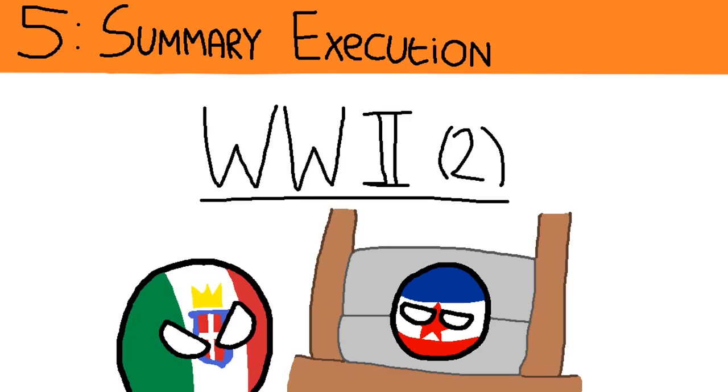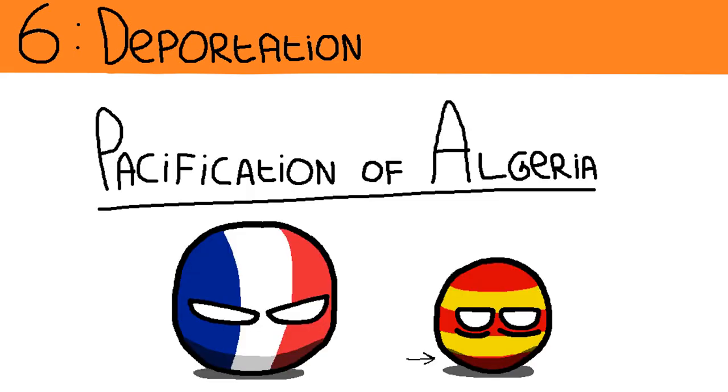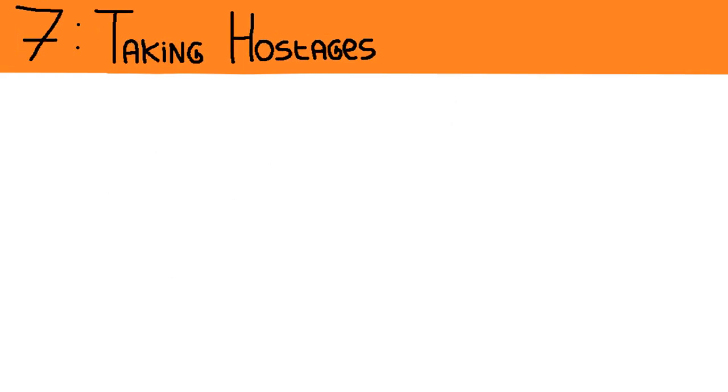Number 5. Summary execution. This is an execution of a person who wasn't given a fair trial to defend themselves. Italy liked doing this to the Yugoslav partisans during World War II to just get them out of the way as fast as possible. Number 6. Deportation. When France colonized Algeria, they deported everyone who disagreed with them elsewhere. That's illegal.